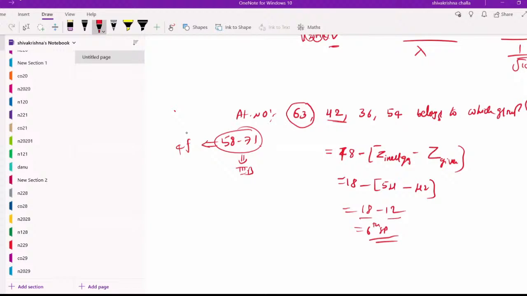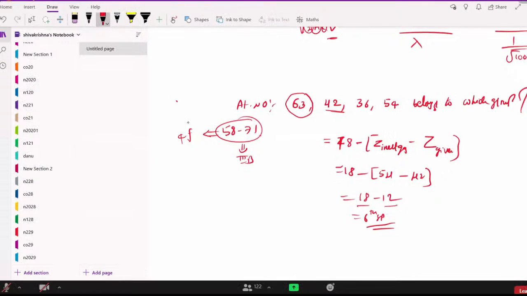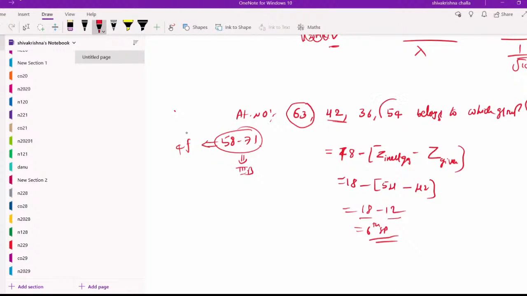Sir, 36 and 54 belong to noble gases. 54 is a noble gas, that is the 18th group, na? Yes, sir. Even 36 is also a noble gas, sir. Yes, that is it. Easily you can get the answer.